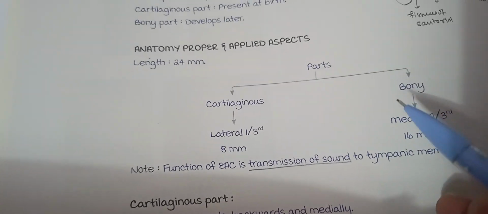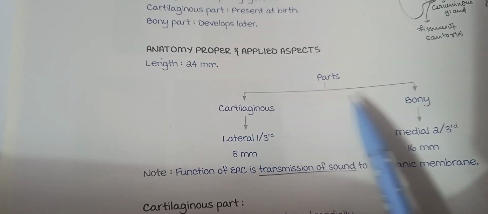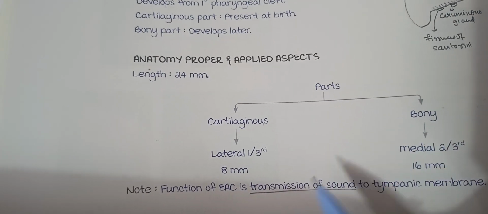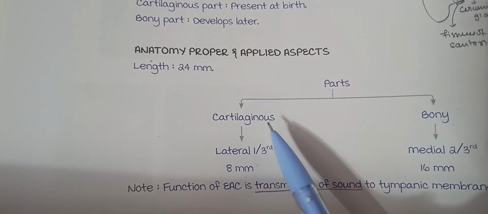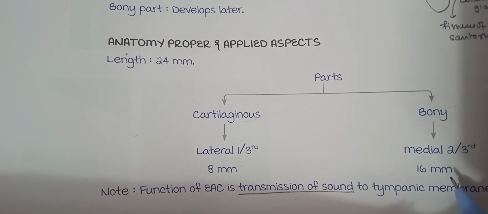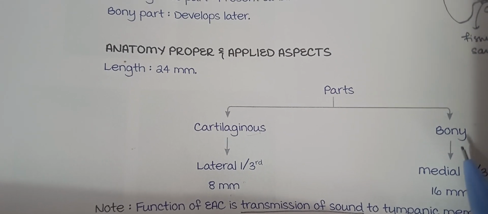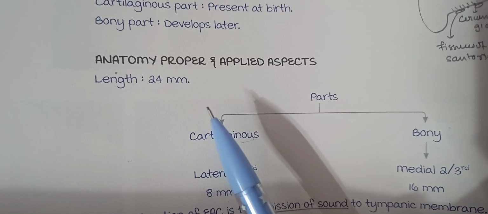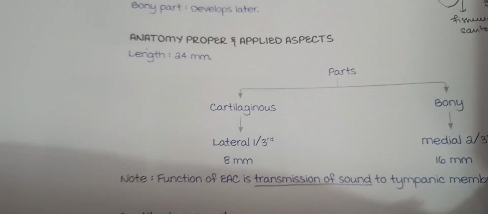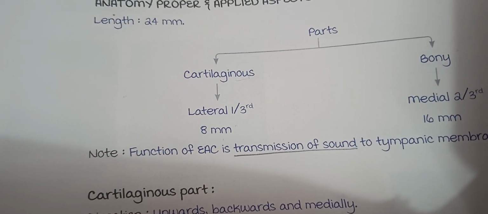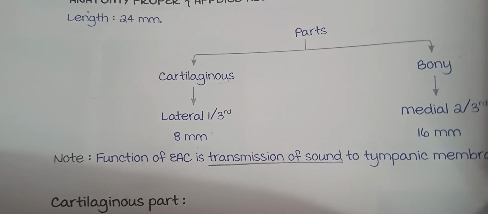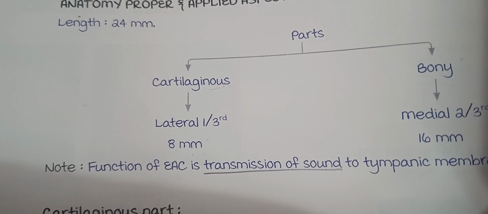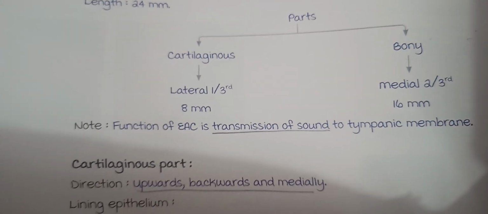Now we can see it has two parts, the cartilaginous part and the bony part. The lateral 1/3, that is 8 mm, is cartilaginous, and the medial 2/3, that is 16 mm, is bony. So the total length of EAC is 24 mm. What is the function of EAC? It is transmission of sound from the pinna to the tympanic membrane.